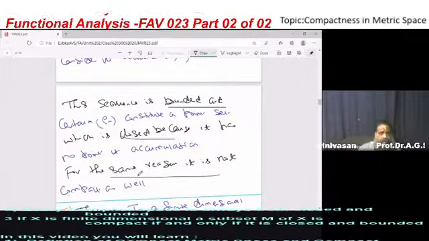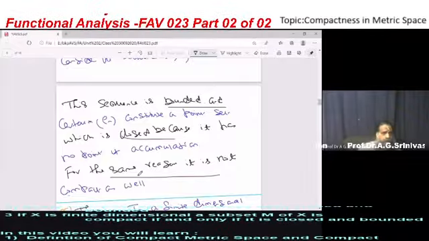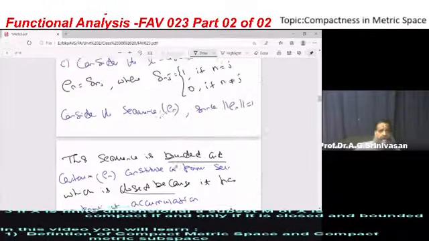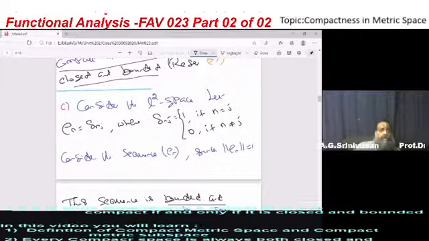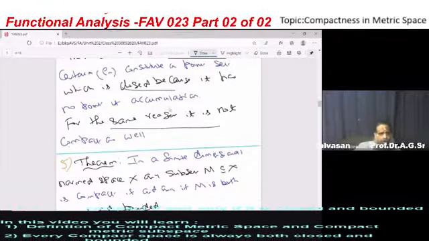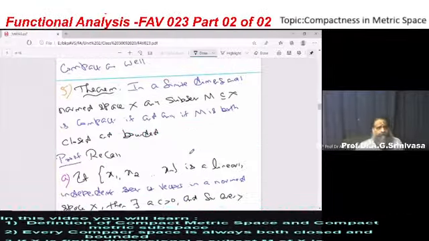It cannot have a convergence of sequence, so it can't be compact. What we try to show is that this L2 space is both bounded and closed, but it is not compact. That's not important for me.